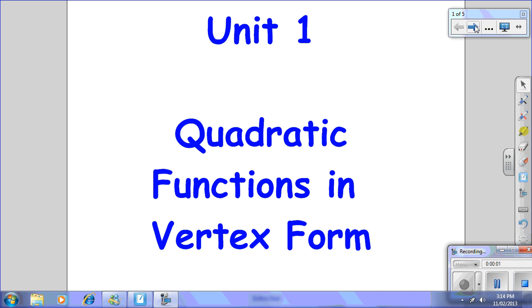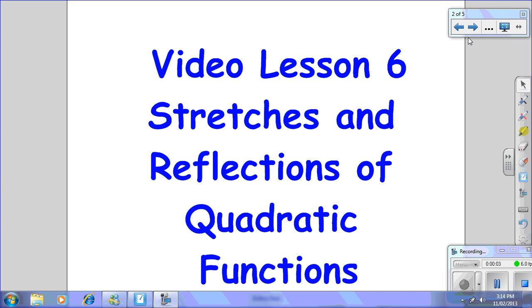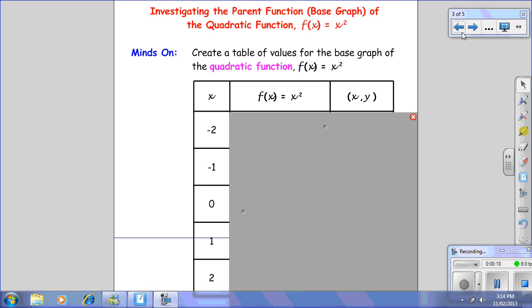In our investigation of quadratic functions in vertex form, we want to end up graphing quadratic functions, and we're going to begin with stretches and reflections. However, in order to do that, we need to investigate the parent or base graph of the quadratic function f(x) = x squared.